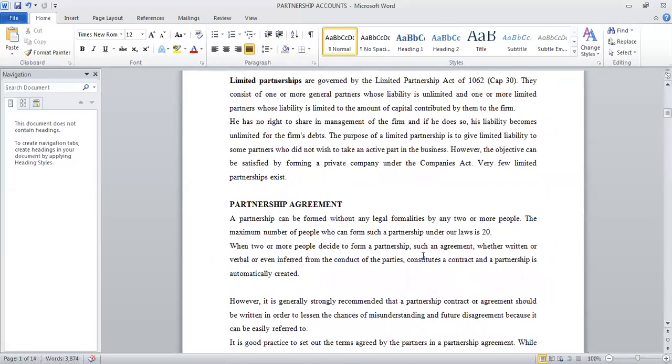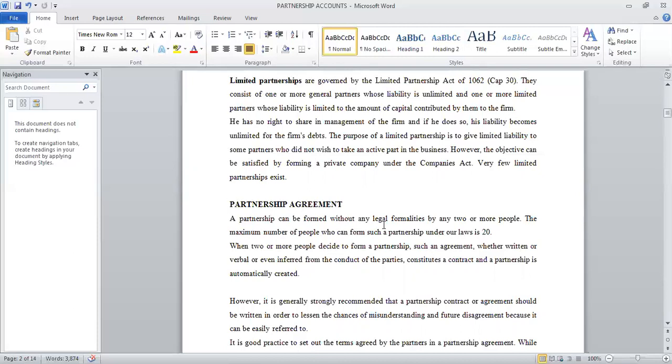Now, let us go to the partnership agreement. Anywhere we have more than one person interrelating, there must be some rules to govern their conduct. That's why even in Kenya, we have the constitution which governs the individuals in the Republic of Kenya. When it comes to schools, we have school rules and regulations. Anywhere we have more than one individual, there must be some rules to govern the game. The same case applies to the partnership.